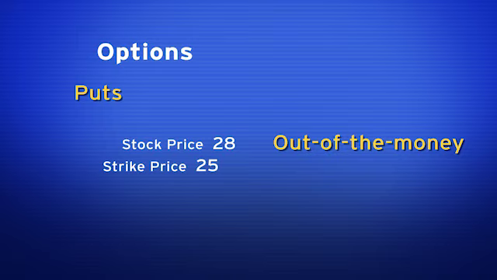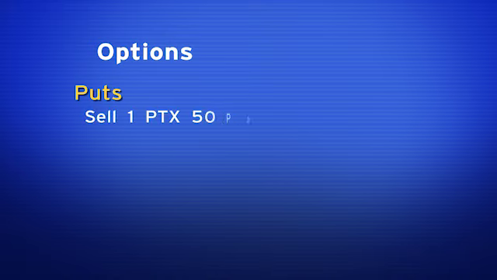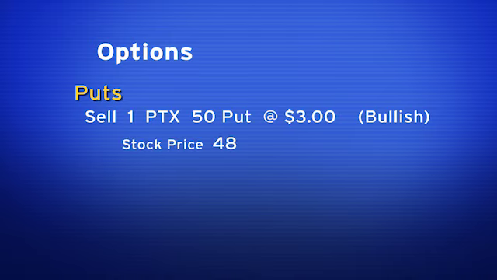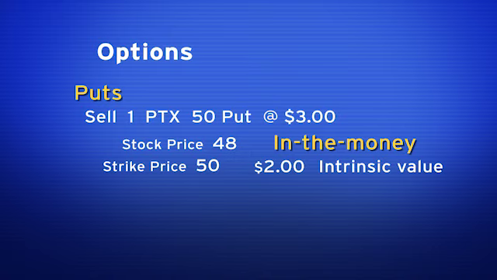One more example. Let's sell one PTX 50 put at 3. I am bullish. If I bought the put making me bearish, when I sell the put, I'm on the other side of the market, I'm bullish. If the stock price is 48, put down, that's $2 lower than the strike price. This option is in the money by 2, has intrinsic value of 2. If the premium is 3, minus intrinsic value, time value is 1.